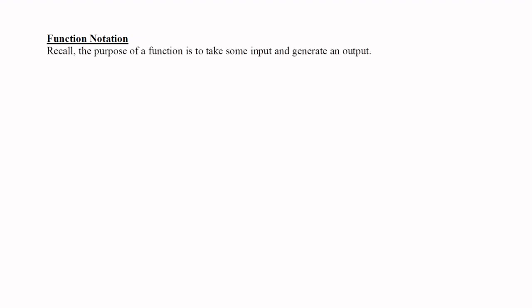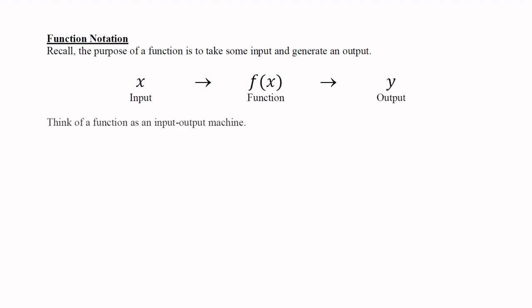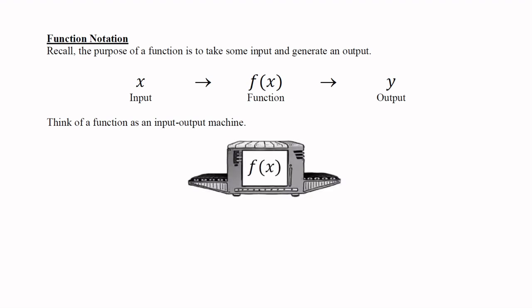Recall, the purpose of a function is to take some input and generate an output. You have some input x, it goes into a function, and the result is your y value or your output. You can think of a function as an input-output machine, where your function, f of x, is that machine that your input goes into and your output, y, comes out of.